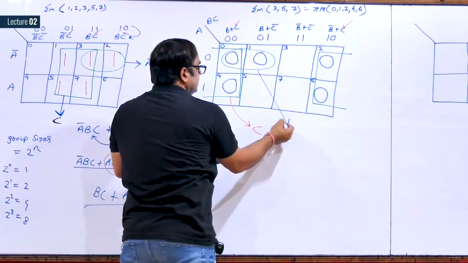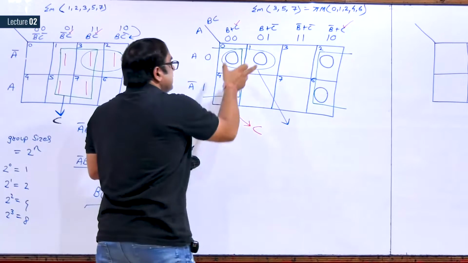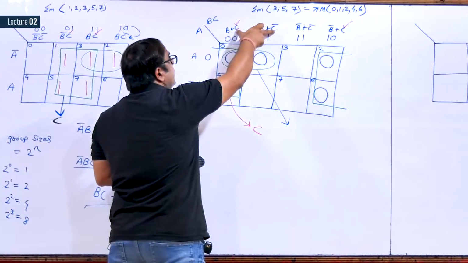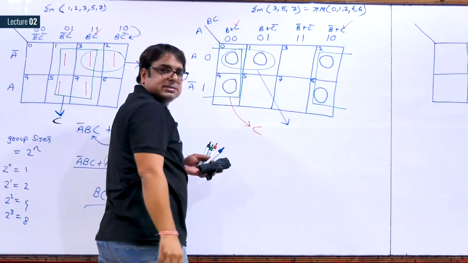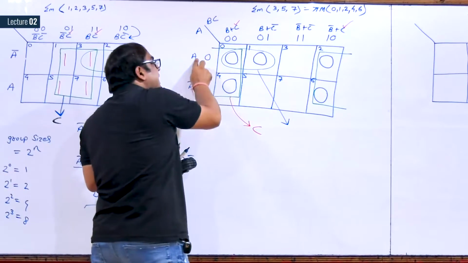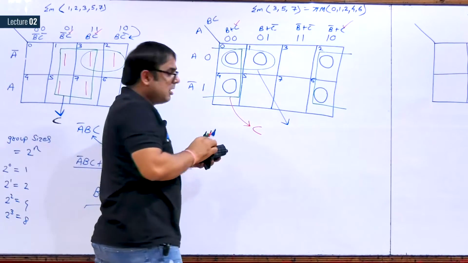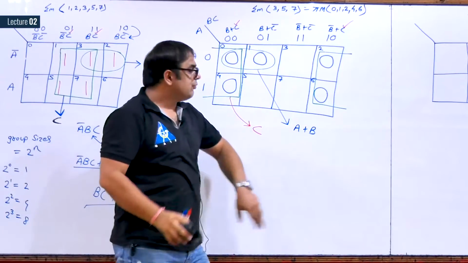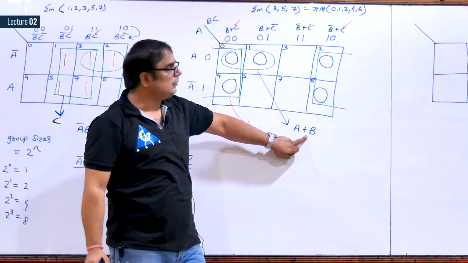Now for this pair, please see. What is not the part of the answer? C is not the part of the answer as C is changing. For this pair, B is common. And for this pair, A is also common. So for this pair, A is also common and B is also common.